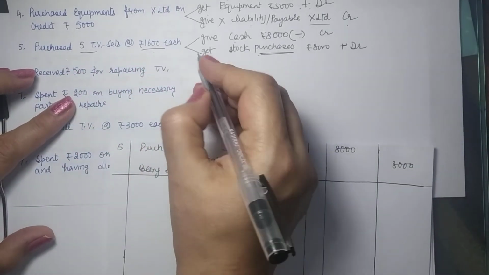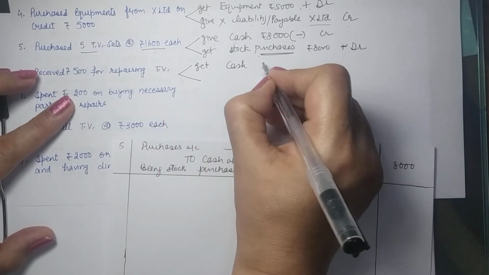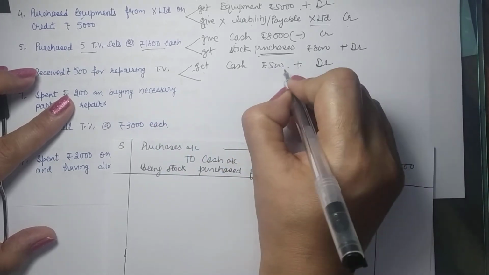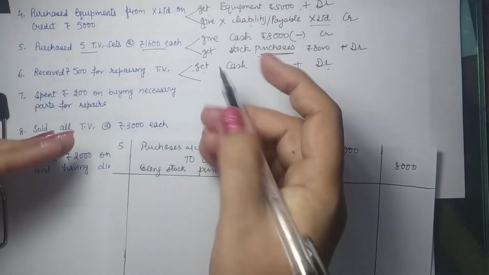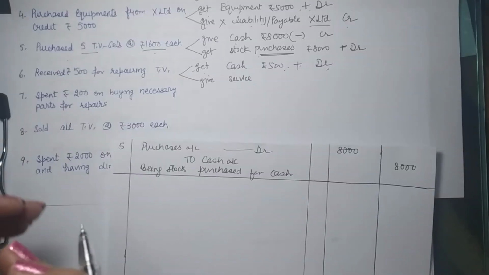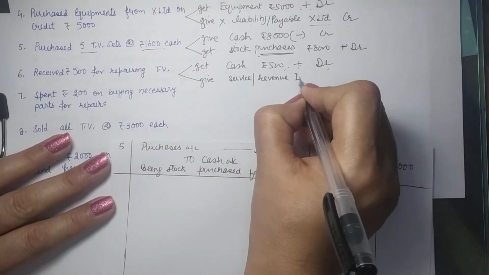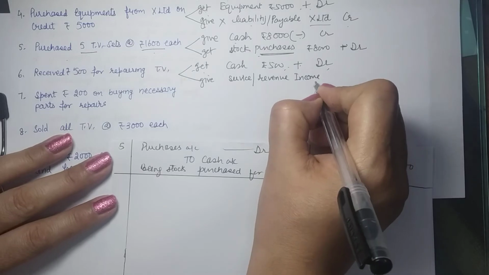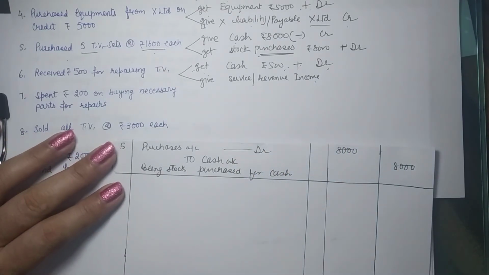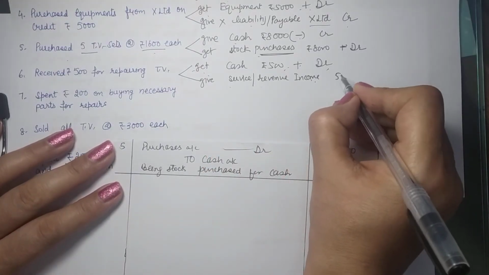Received 500 for repairing TV. So what do you get? You get cash 500 rupees. So it is an increase. Cash is an asset. Positive is debit. Now what do you give? You give a service. Okay. So when we provide services, we earn revenue income. So you have got revenue income or repair income. So you have got an income, right? So it is called service income or revenue income.